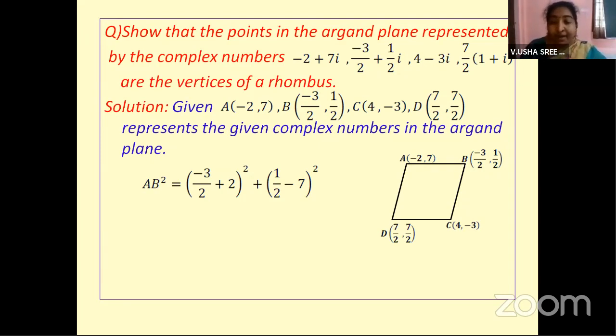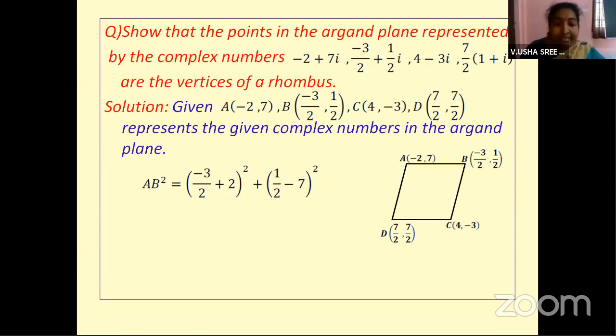AB square is (x2 - x1) whole square plus (y2 - y1) whole square under root. But since we are taking square, that root is not seen here. So -3/2 minus of -2, isn't it? So +2 whole square plus (1/2 - 7) whole square. We will simplify this, children.